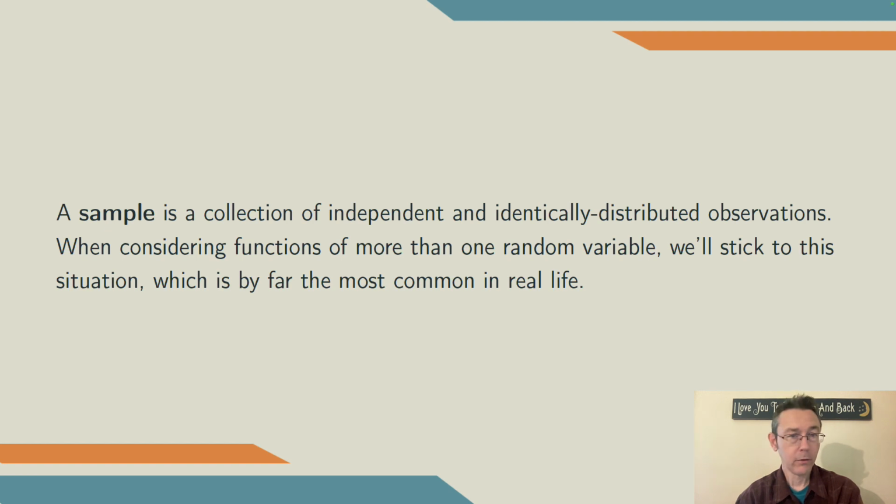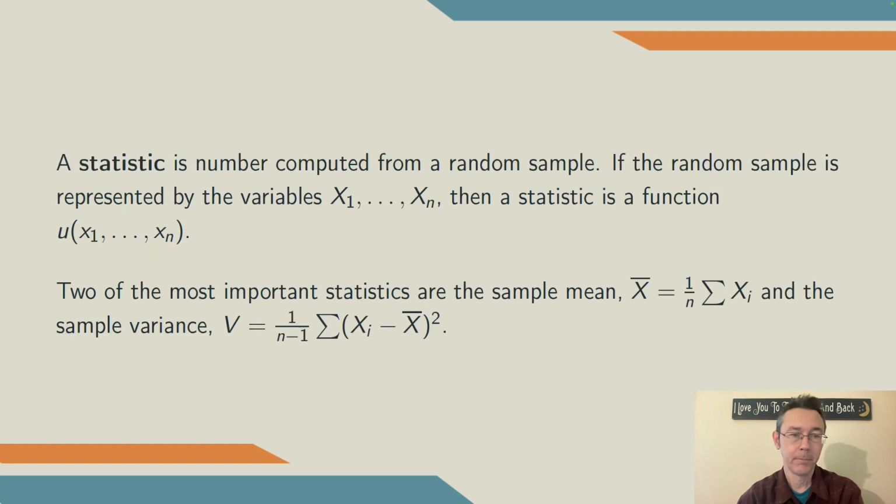Very important in this part of the class is the notion of a sample, which is a collection of independent and identically distributed observations. So basically you have one distribution, and you're just taking a lot of observations from it. When considering functions of more than one random variable, we're going to stick to this case because it's by far the most common and important in the real world.